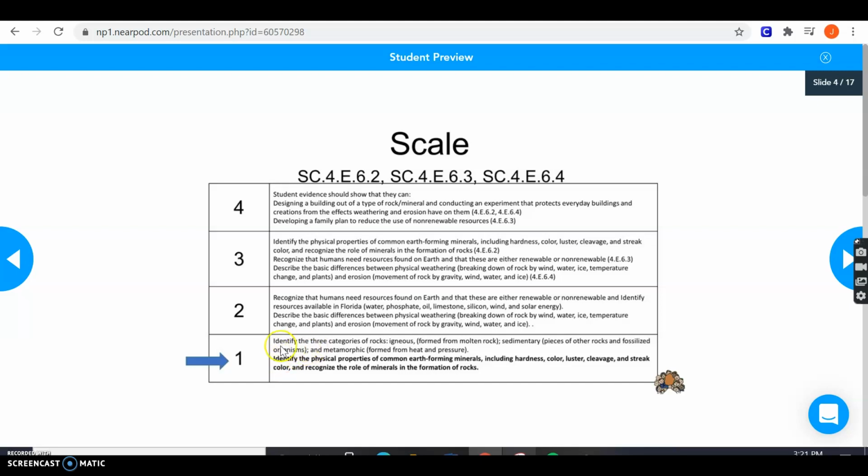We're going to be able to identify the 3 categories of rocks: igneous, formed by molten rock; sedimentary, pieces of other rocks and fossilized organisms; and metamorphic, formed from heat and pressure. So we're going to be able to identify the physical properties of common earth-forming minerals, including hardness, color, luster, cleavage, and streak color, and recognize the role of minerals in the formation of rocks.